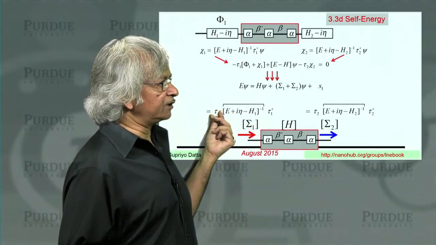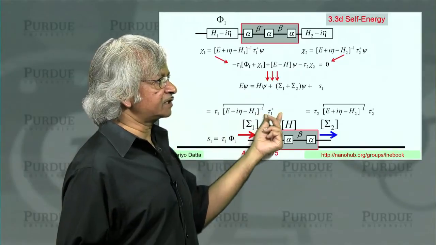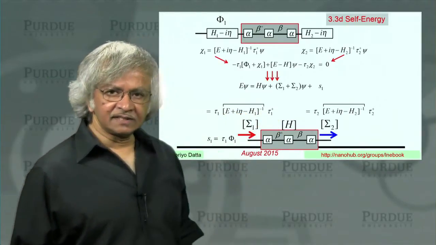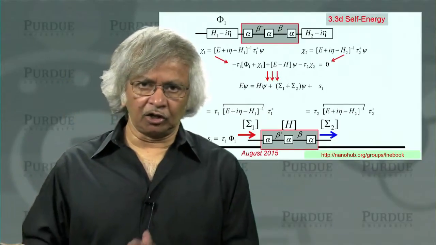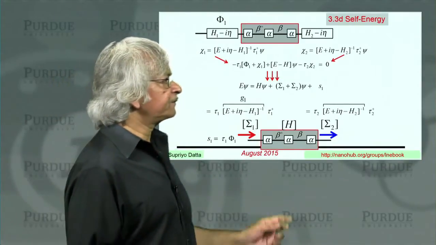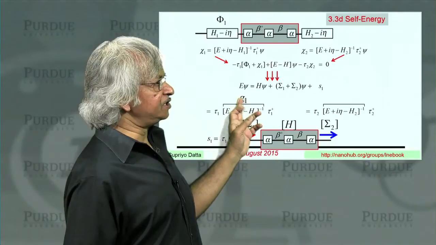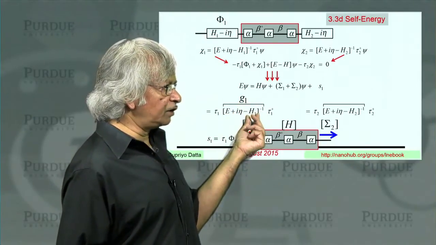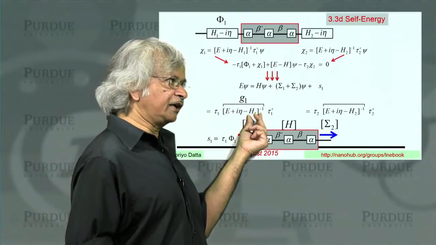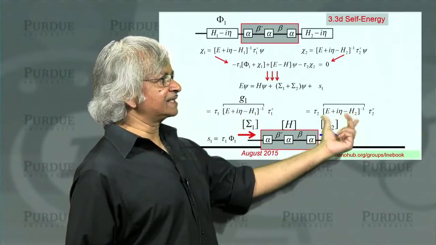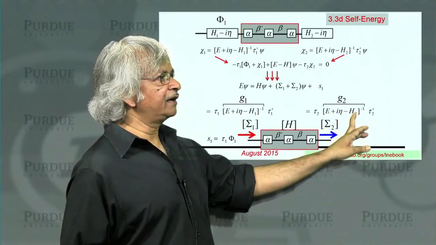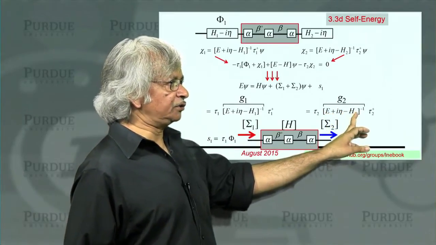What does it look like? Well, it's tau 1 times this inverse times tau dagger. And this inverse, this quantity, is what's called the surface Green's function, which we'll talk more about shortly. So that's what I'll write as G1. It's a property of contact 1. Note that it only involves the Hamiltonian of contact 1. Similarly, this is the surface Green's function for contact 2. It involves only the Hamiltonian for contact 2.